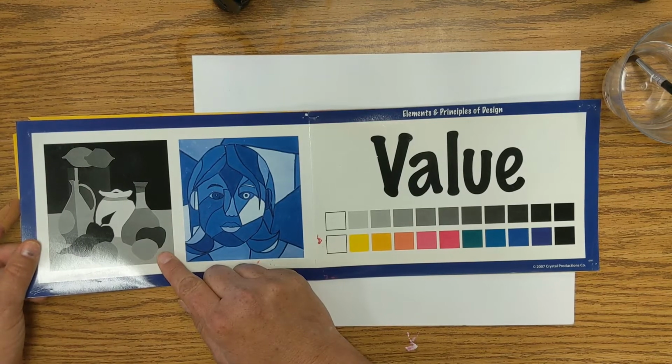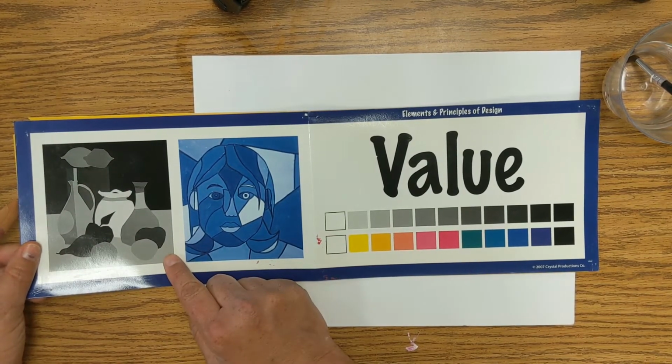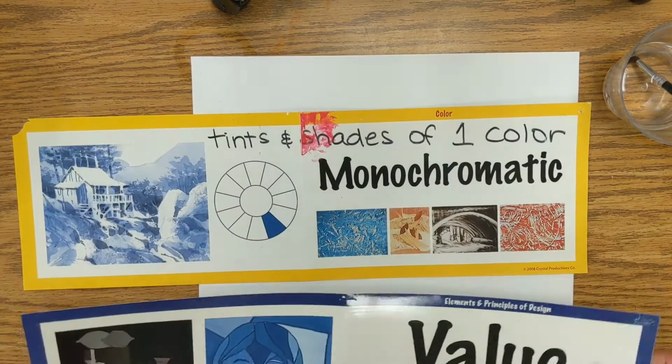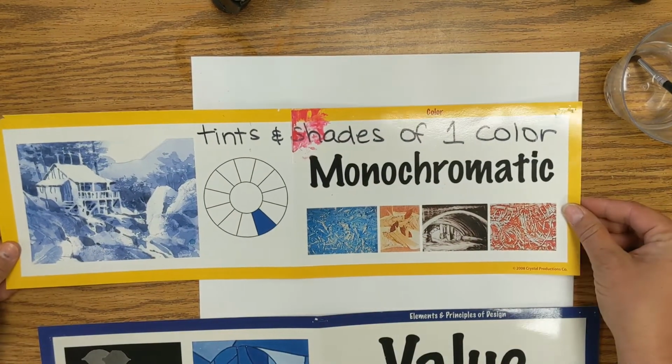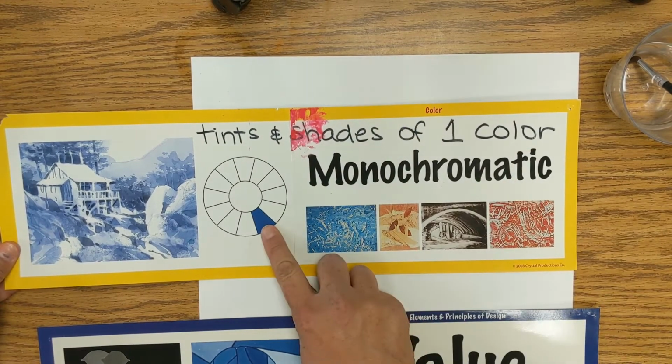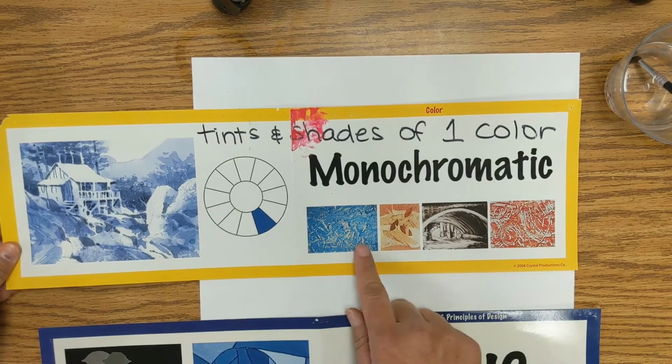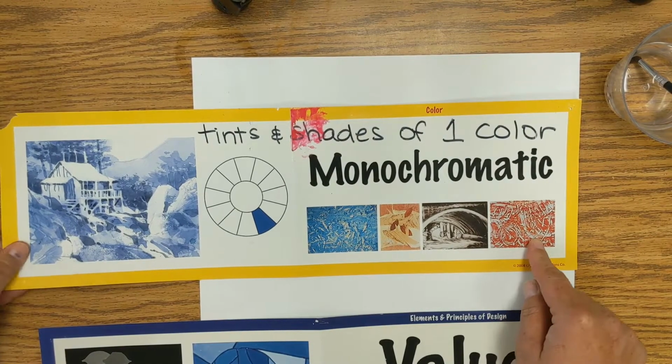Here is a value scale using black and white, but this is using the tints and shades of blue. And here's some other things. This is called monochromatic, tints and shades of one color. So you only pick one color, and then you just add white and black to it to create the contrast. And you can see these different examples too.